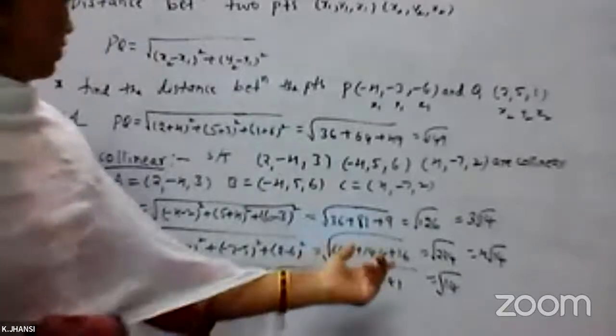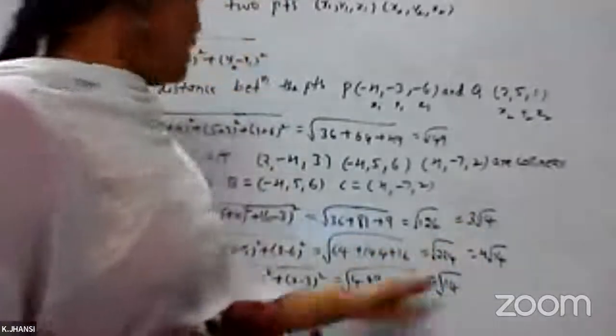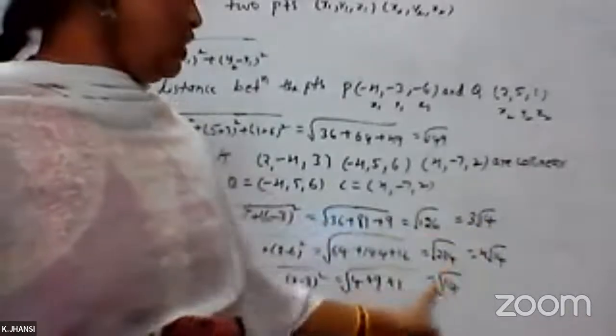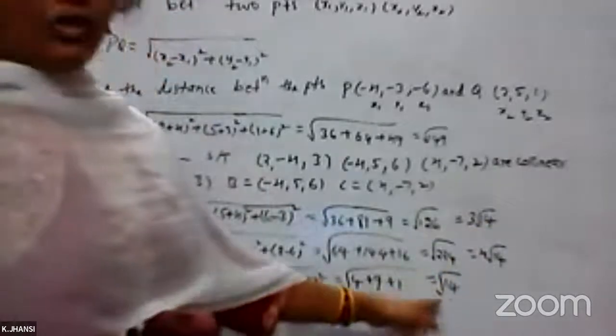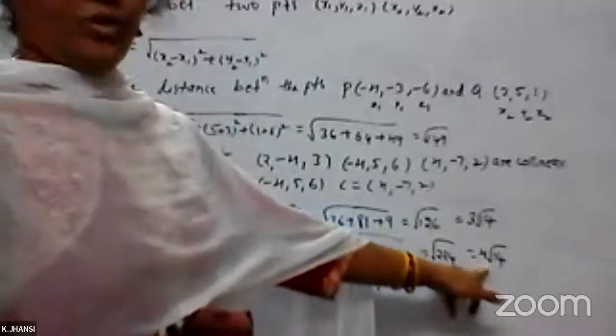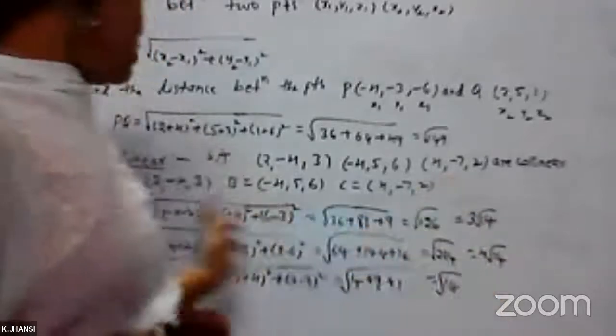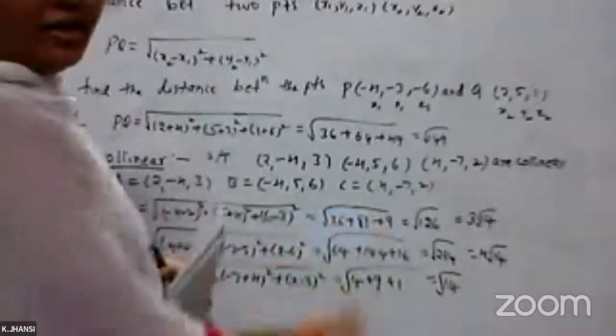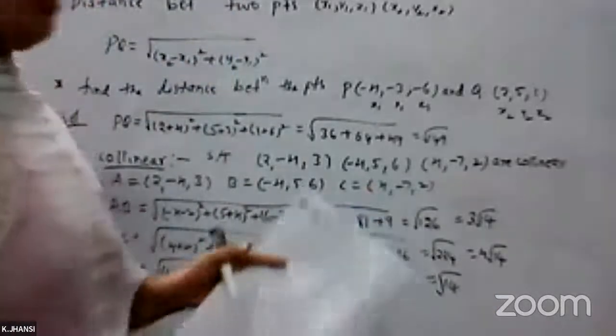So here, by seeing AB, BC and AC, which two add up to the third one? If you add AB and AC, AB is 3 root 14 and AC is root 14. If you add them, you will get 4 root 14, which is BC. So then we can show that the given points are collinear to each other. In some problems, you may not get this relation. When you are unable to get it, then you write that they are not collinear to each other.